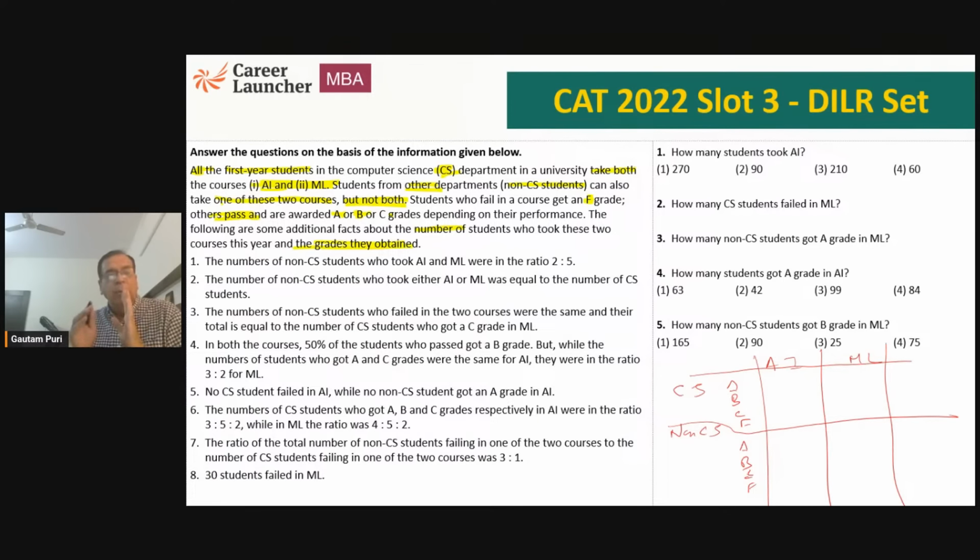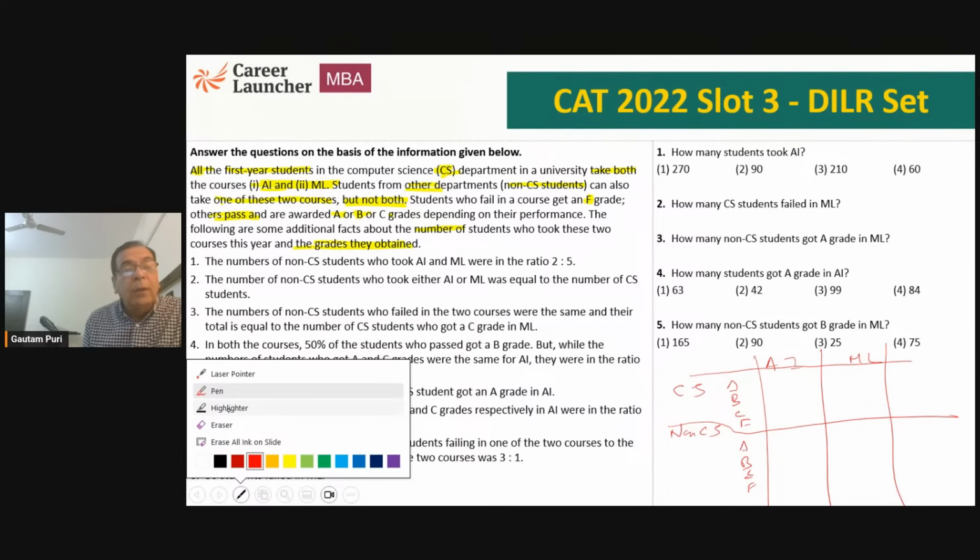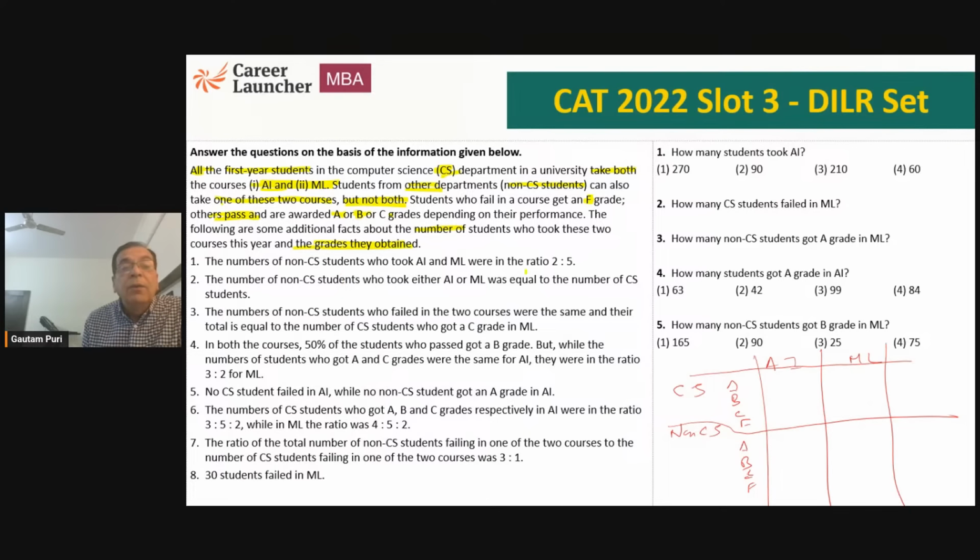Perfect. Now, I will not go through these 8 statements at this point of time because I'm just trying to understand the information, but I'll quickly glance through the numbers. When I'm looking at this data, what is it that I can see? Ratio. Second statement, nothing. Third statement, again, no numbers. Fourth statement, 50%, 3:2. Again, no numbers, ratios. One number, ratios.